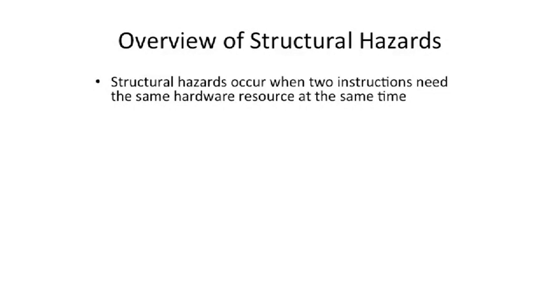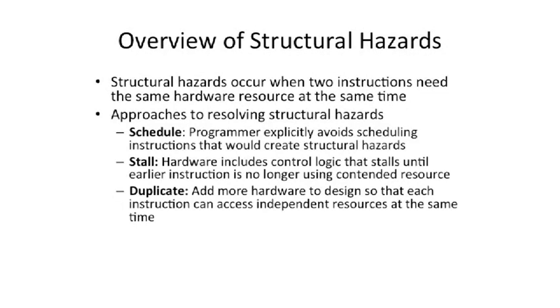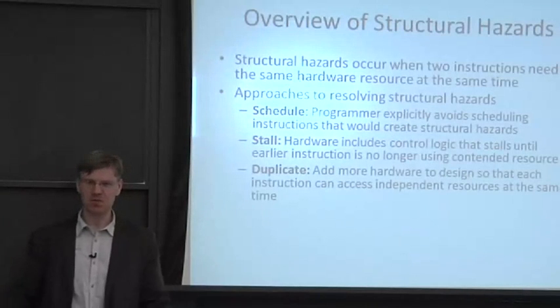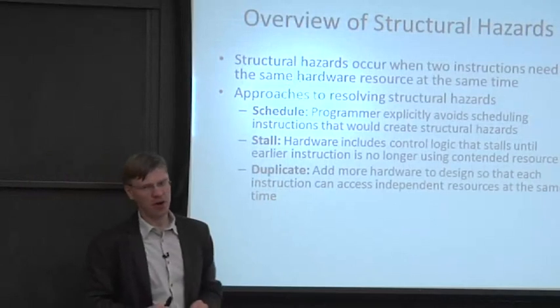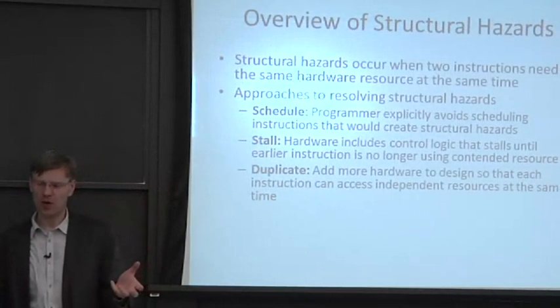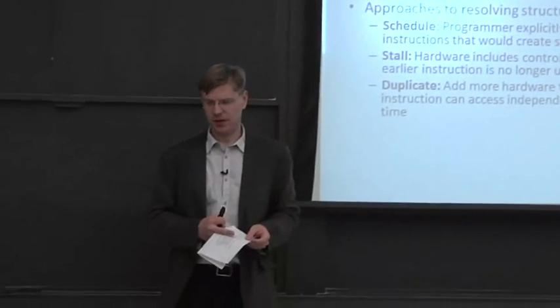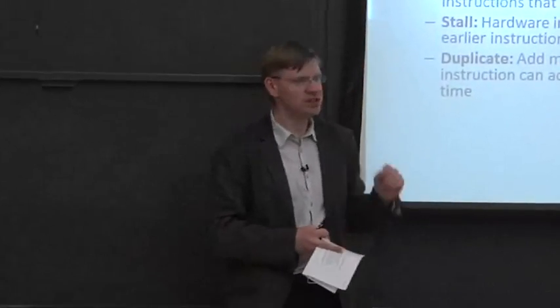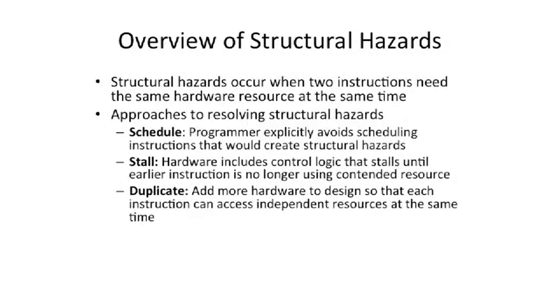OK, so let's overview structural hazards here. Structural hazards, as I said before, occur when two instructions need to use the same hardware resource at the same time. And there's a couple approaches on how to resolve this problem. We can't just throw up our hands and stop the pipeline, or maybe actually that kind of is one of the solutions. But you need to think really hard about how to deal with a structural hazard. One thing you can do is explicitly avoid having different instructions that would be in the pipeline at the same time use one structure at the same time. And you can do this by the programmer, or maybe the compiler can do this.